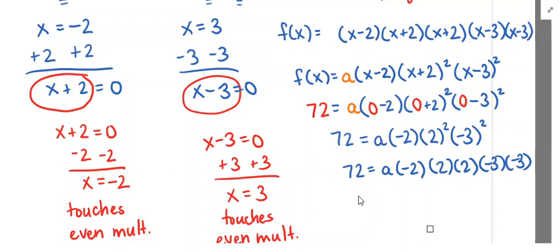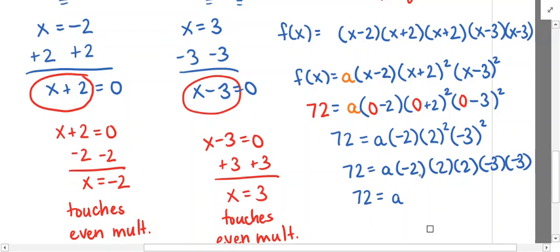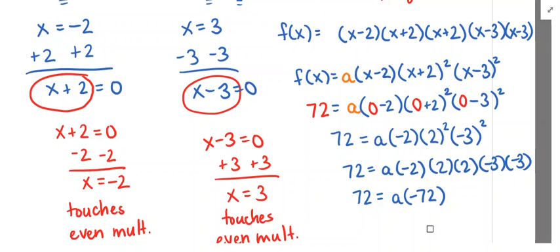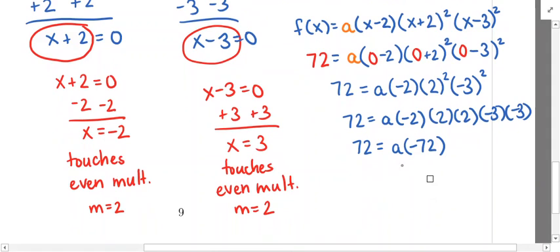All right, so if we simplify what's on the right, we're going to get 72 is equal to a times negative 2 times positive 2 is negative 4 times 2 is negative 8 times negative 3 is positive 24 times negative 3 is negative 72. All right, so if we want a, since it's being multiplied by negative 72, we need to divide both sides by negative 72.